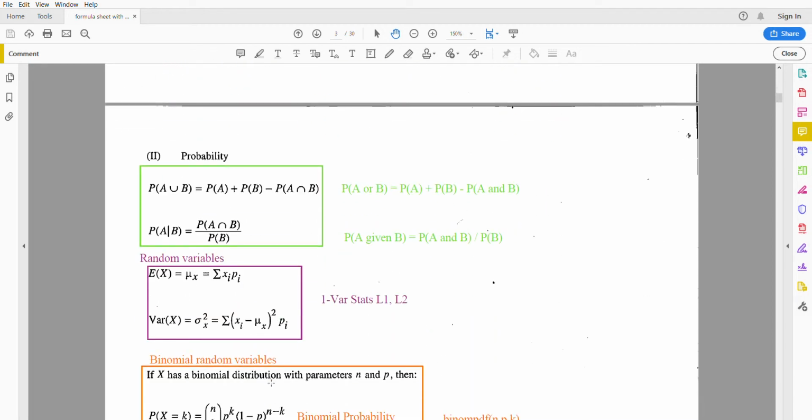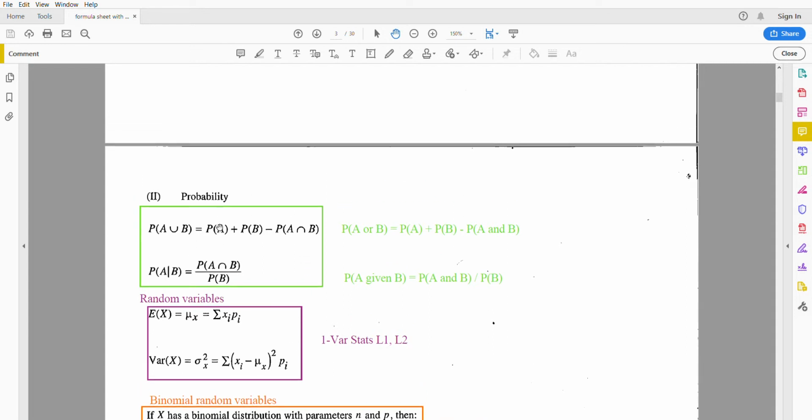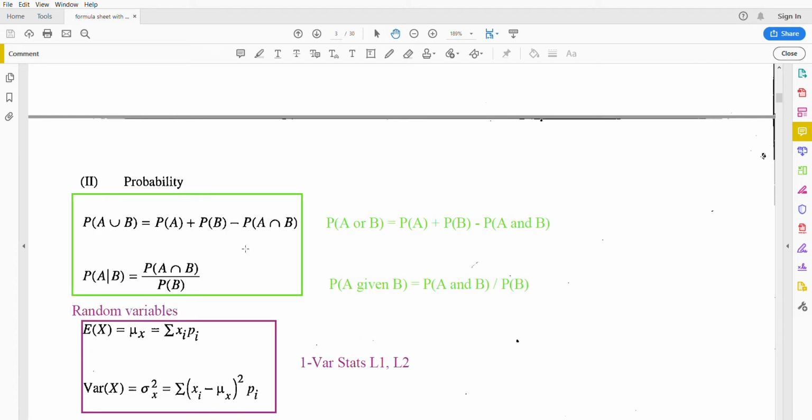And so you can see here that we've got some other color-coded sections. In green here is our probability formulas. Right? So they only really provide you with two probability formulas. Okay. Now the first one is the probability of a union, right? So that's the probability of either event A or event B occurring.